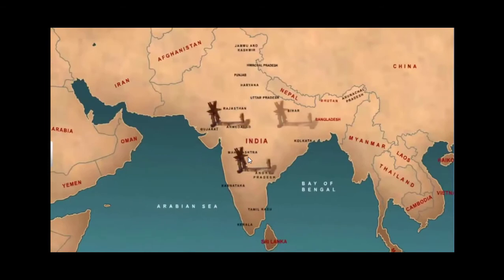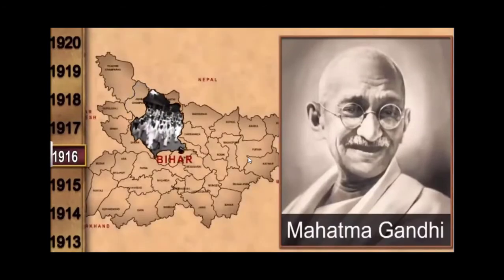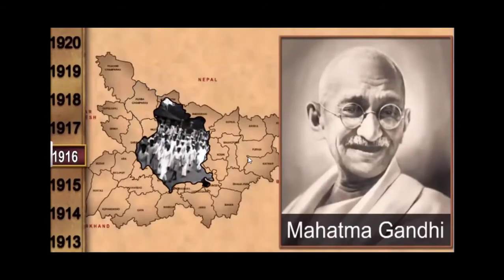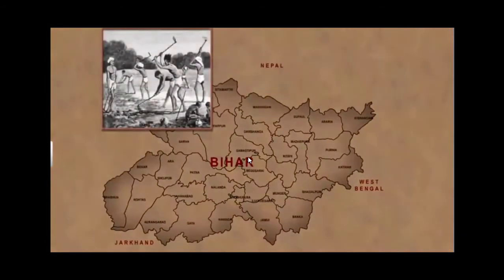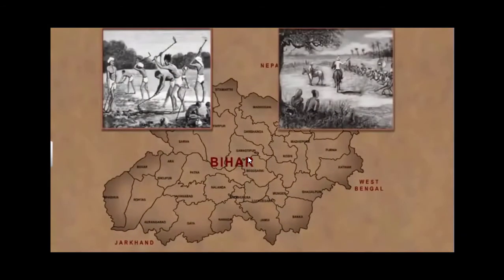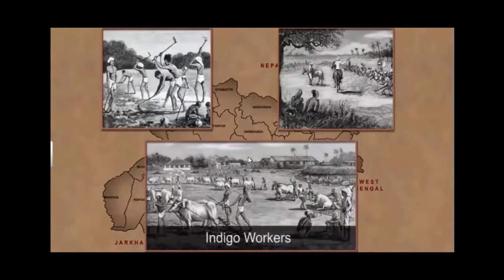Mahatma Gandhi organized Satyagraha movements in different parts of India. In 1916, he visited the poor peasants of Champaran district in Bihar. The British planters forced the peasants to grow indigo. I hope you were familiar with the story of indigo cultivation in Bengal from class 8.